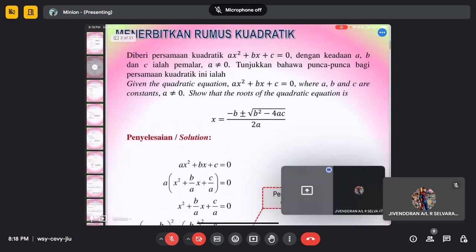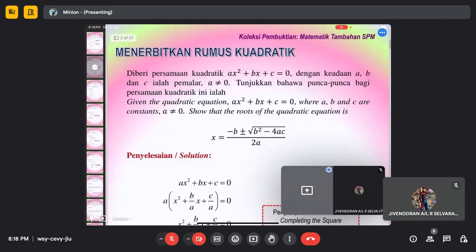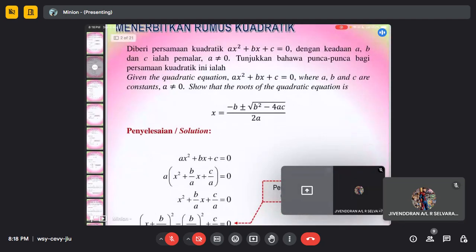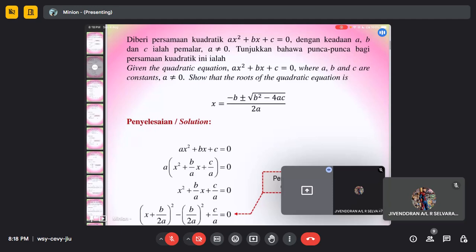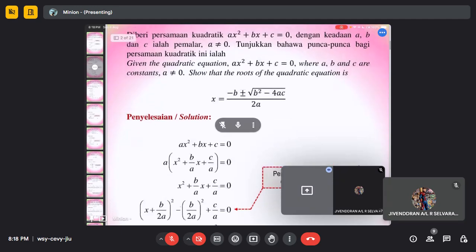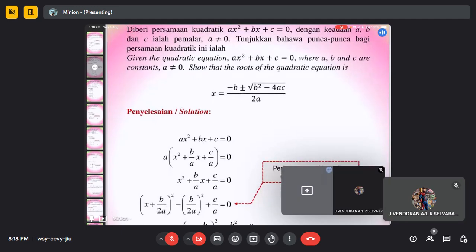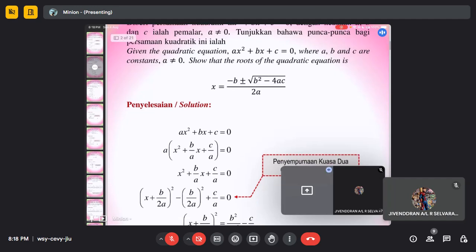Okay, so the next proving is from chapter 2, quadratic function. One of the famous formulas which we have seen is x equals negative b plus minus square root of b squared minus 4ac, divided by 2a. The quadratic equation will be in general form, which is ax squared plus bx plus c equals 0.